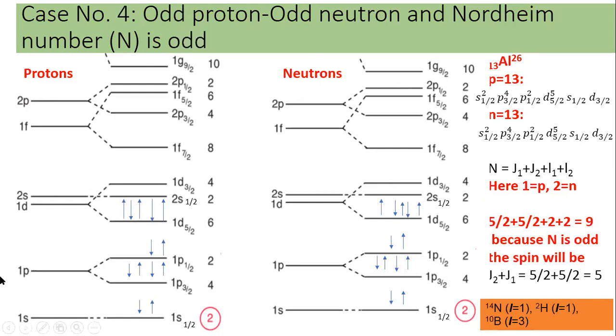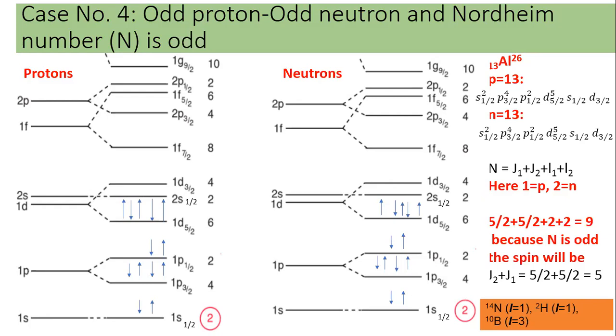So the 13th proton is unpaired. All the other protons are paired, and similarly, because there is the same number of protons and neutrons, the 13th neutron is unpaired and the rest of the neutrons are paired. So only this proton and this neutron contribute to the nuclear spin. Or in other words, both protons and neutrons contribute toward the nuclear spin.